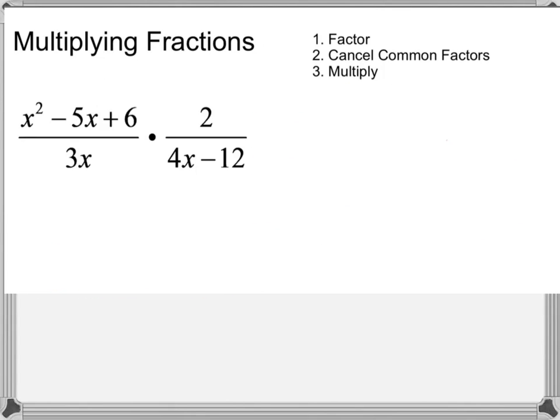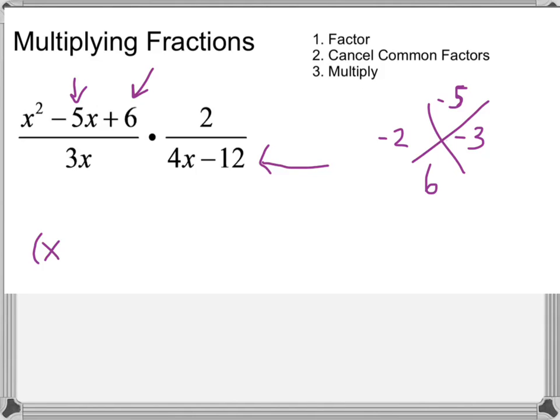All right, so these are two algebraic fractions. The first one has a trinomial in the numerator, and the second one has a binomial in the denominator. So you're going to have to really think about our factoring rules. If you have a trinomial, you can use the x factor to put it into its binomial factors. The coefficient of the middle term goes in the top, and the constant goes in the bottom. And I fill it in with numbers that add to -5 and multiply to +6. So then this fraction becomes x minus 2 times x minus 3 over 3x.